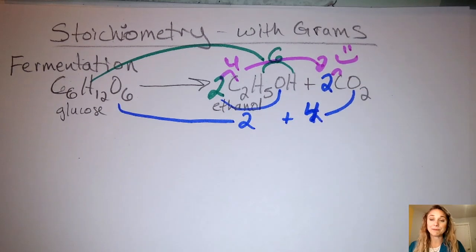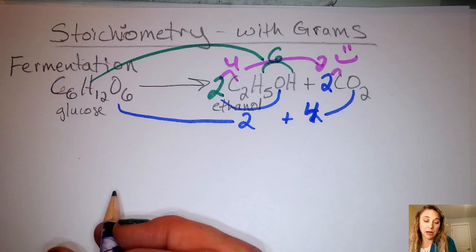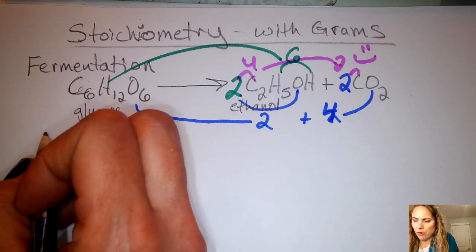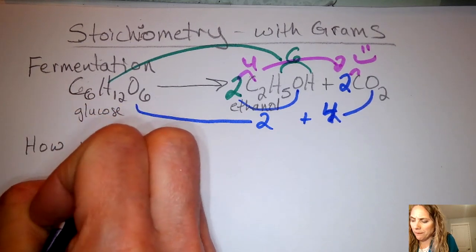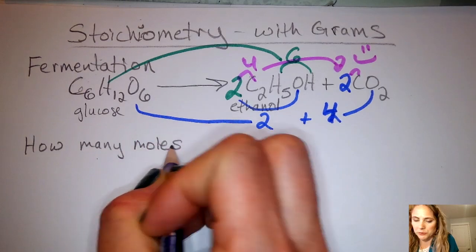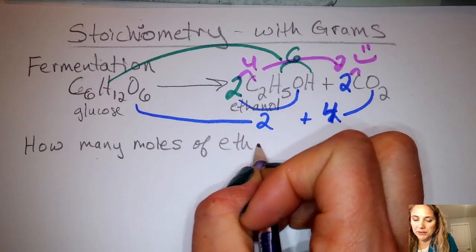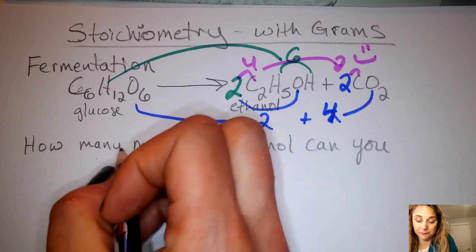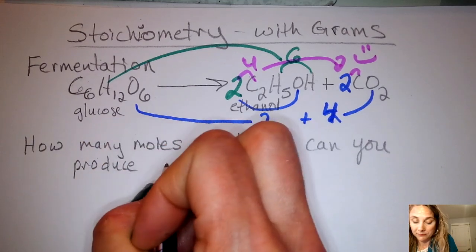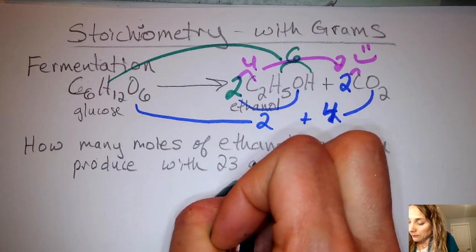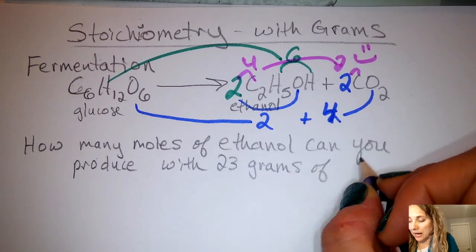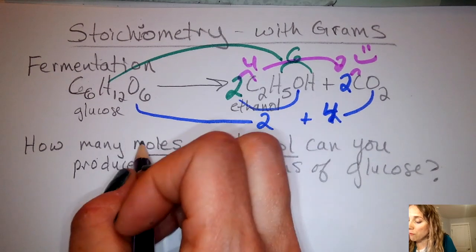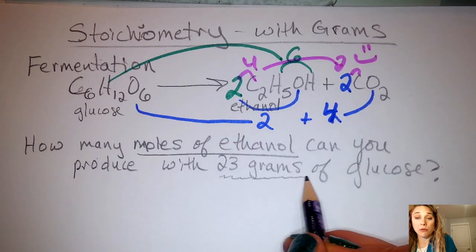Okay. Well, let's find out how much ethanol we can produce. Let's find out first the moles. We're only going to do part of the train ride. Let's find out how many moles of ethanol we can produce with, let's say, exactly 23 grams of glucose, if this reaction was perfect. Okay, so we're looking for moles of ethanol, and we're starting out with grams of glucose.